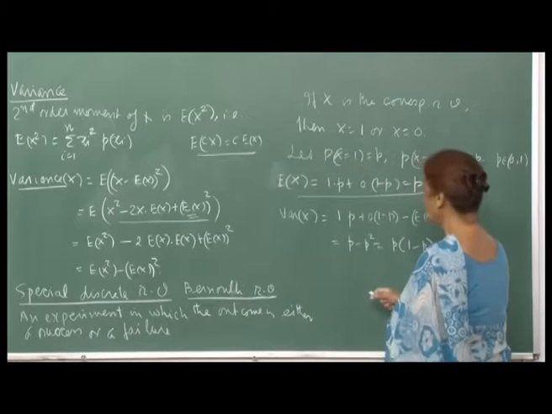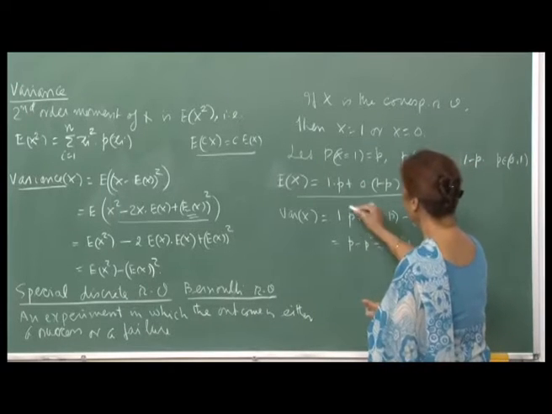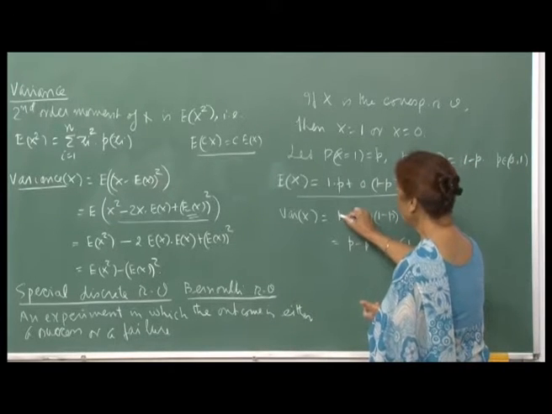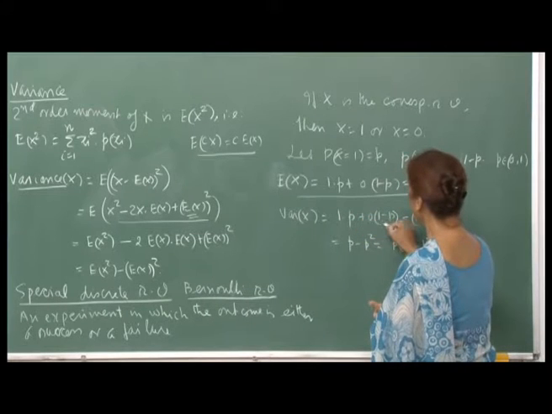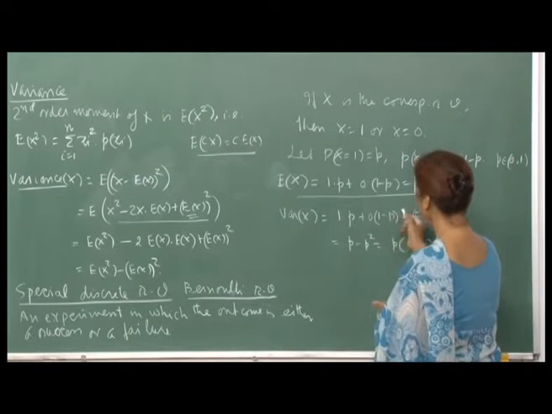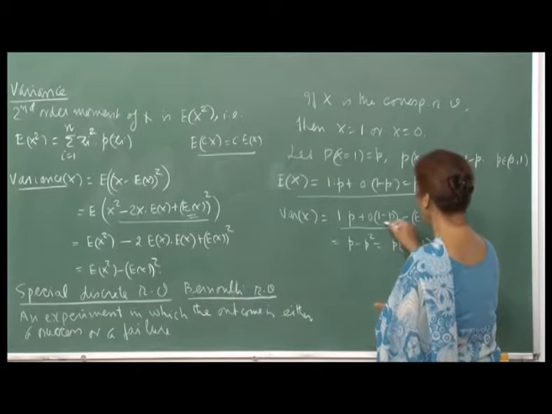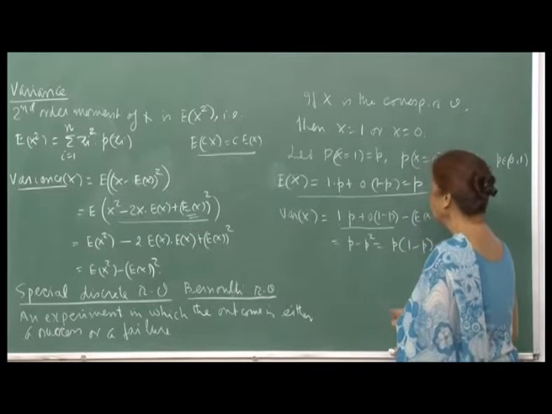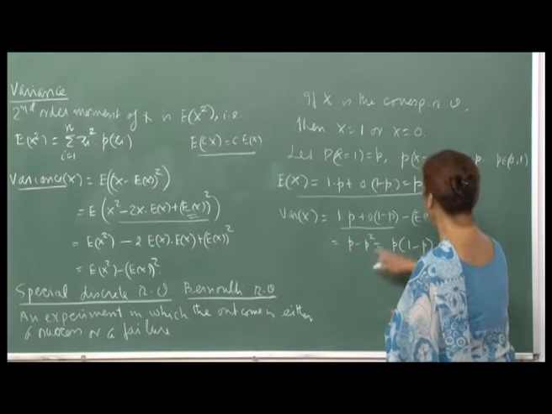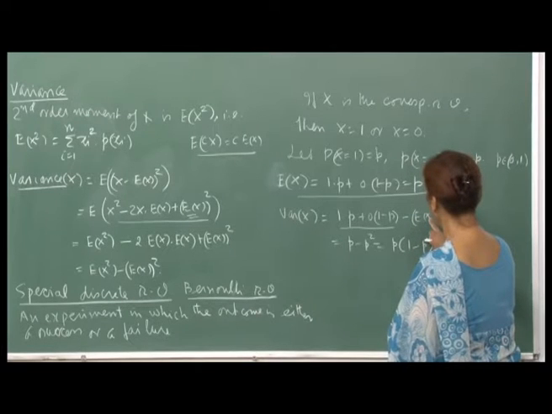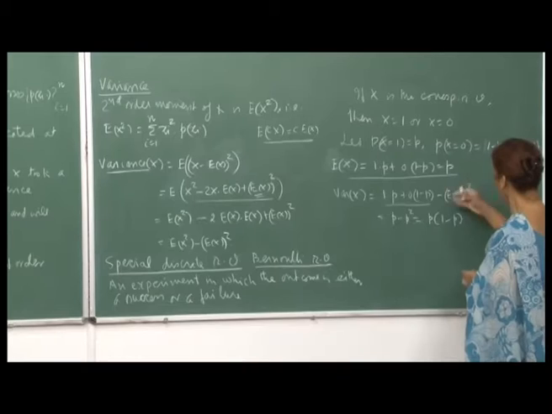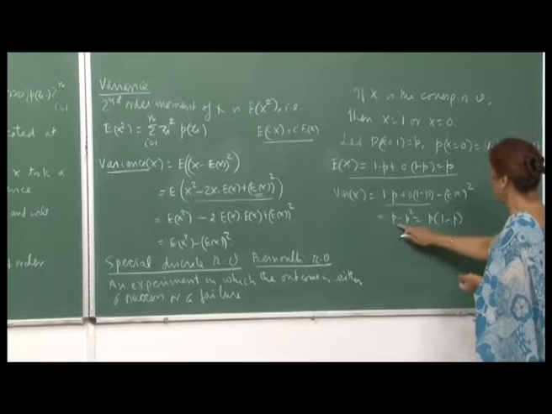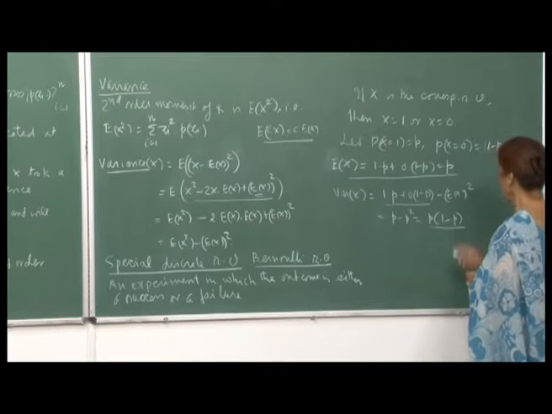So, when you compute E x square, 1 square is 1. So, 1 square into p plus 0 square into 1 minus p, which again is p. So, the second order moment is also p, and so this is p minus the first order moment squared, which is p square. So, p minus p square. So, this is the variance.